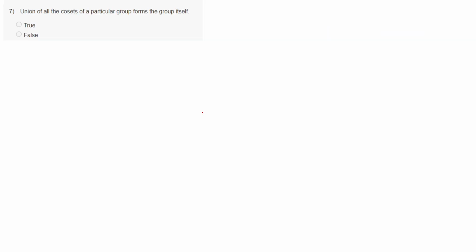Now let us go to the seventh problem of the first week assignment. So the question is, the union of all the cosets of a particular group forms the group itself. So it is like the union of all cosets of G3, for example. Now the left and right cosets for the H3 subgroup, that we discussed just before this question.